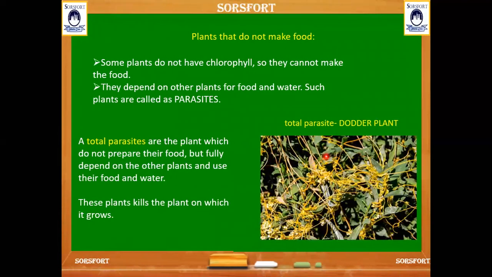And next we can see about the plants that do not make food. They do not make food, but how do they live? Some plants do not have chlorophyll, so they cannot make food.